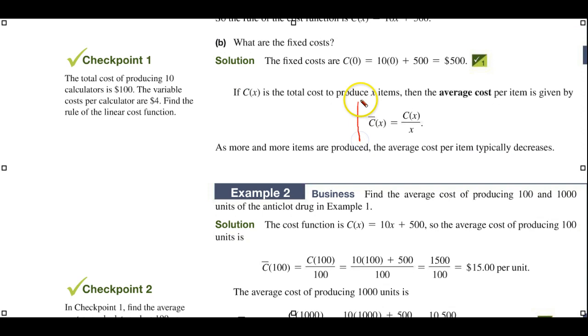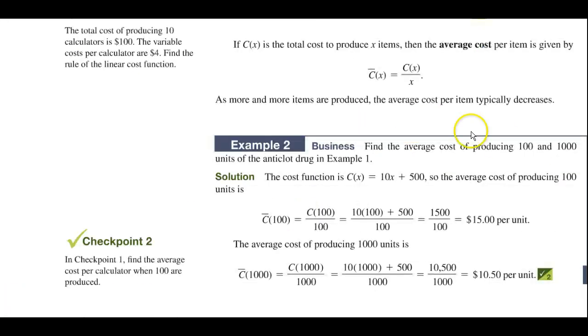Now they're introducing a modification of this formula somewhat, and this is average cost. Now we know that as we produce more and more items, generally the price goes down. This is as you produce lots of them, it costs less. Well, that's because you're diluting this fixed cost a little bit more. So the formula they're giving, they're putting this bar over the C, which is the indication of average. So average cost would be total cost C of x divided by the number of items you are selling. And we're going to see that in example 2. So they want us to find the average cost of producing 100 items, and then later 1,000 items of anti-clot drug.